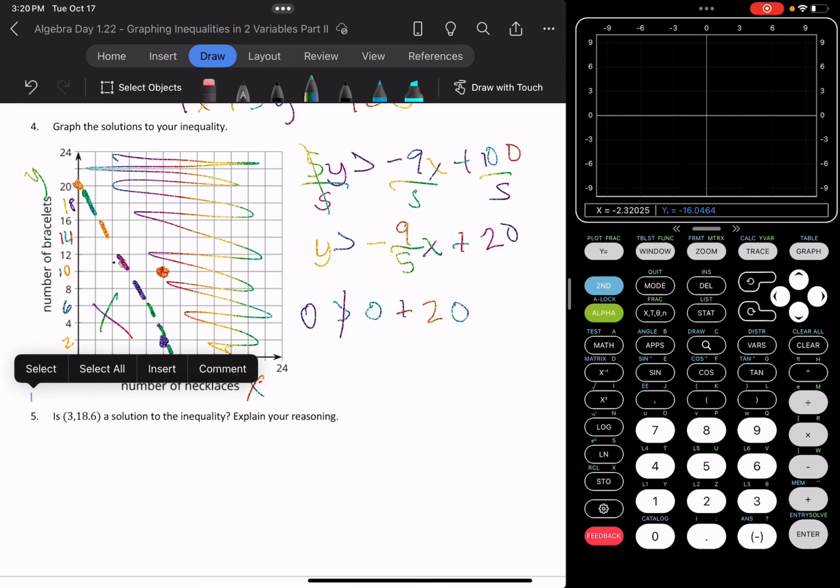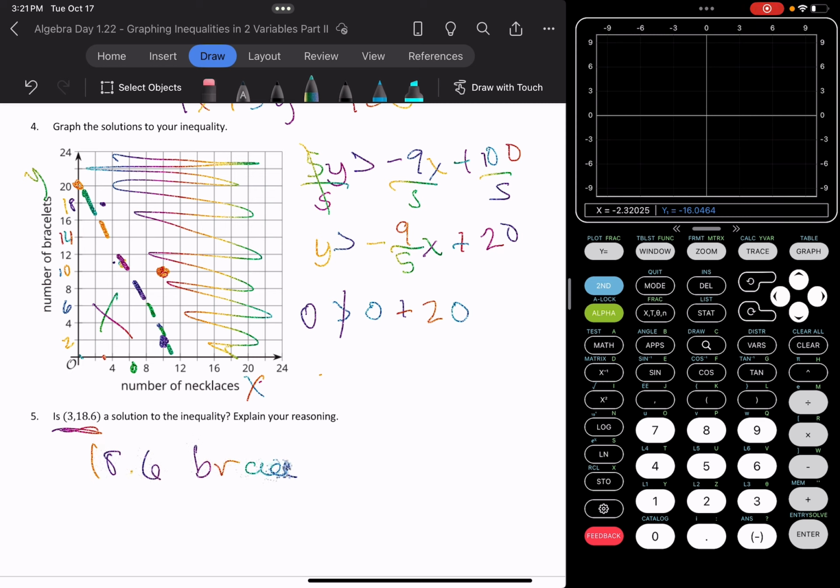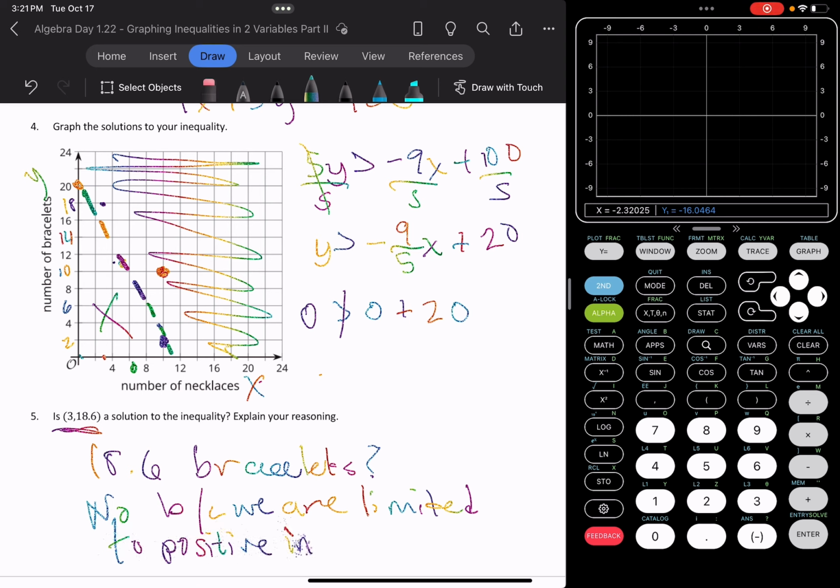And then this last one says, is this a solution? So technically it would be in the zone that we've shaded in, like 3 comma 3 would be here, and then 18.6 would be up here. However, can we have 18.6 bracelets? No, we wouldn't be able to sell 18.6 bracelets. We can only have whole bracelets. So no, because we are limited to positive integers or whole numbers.